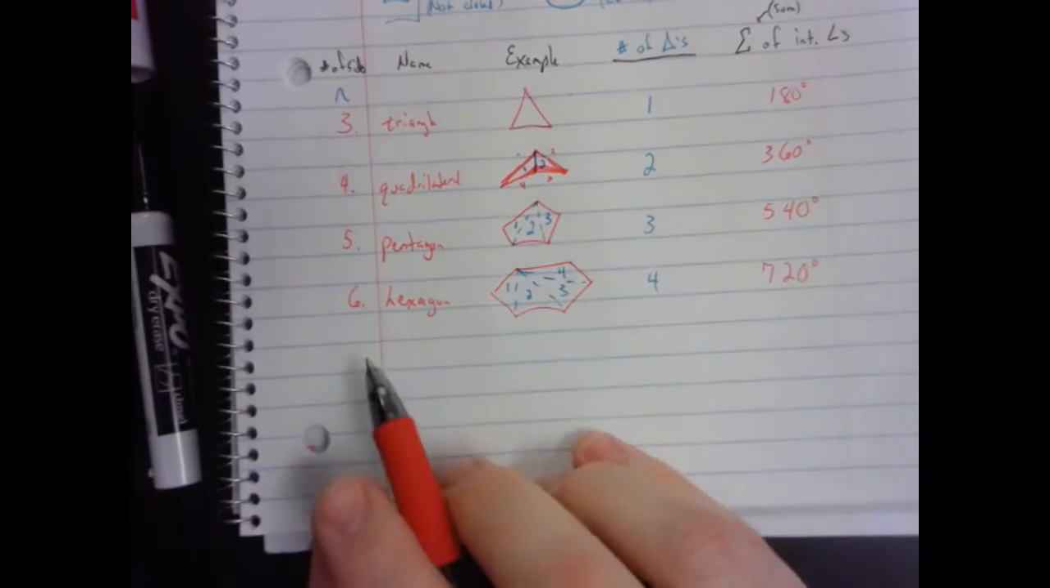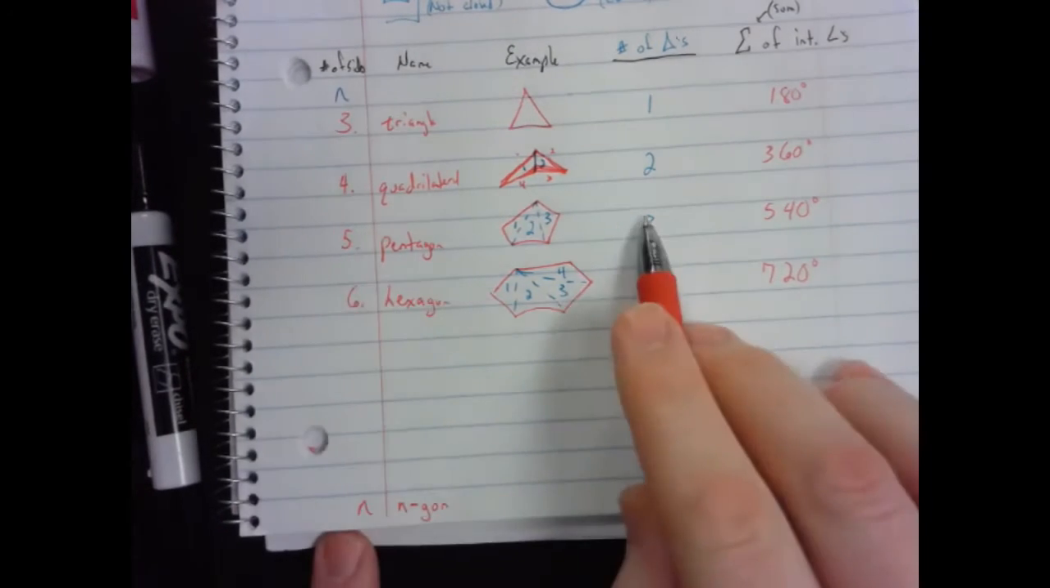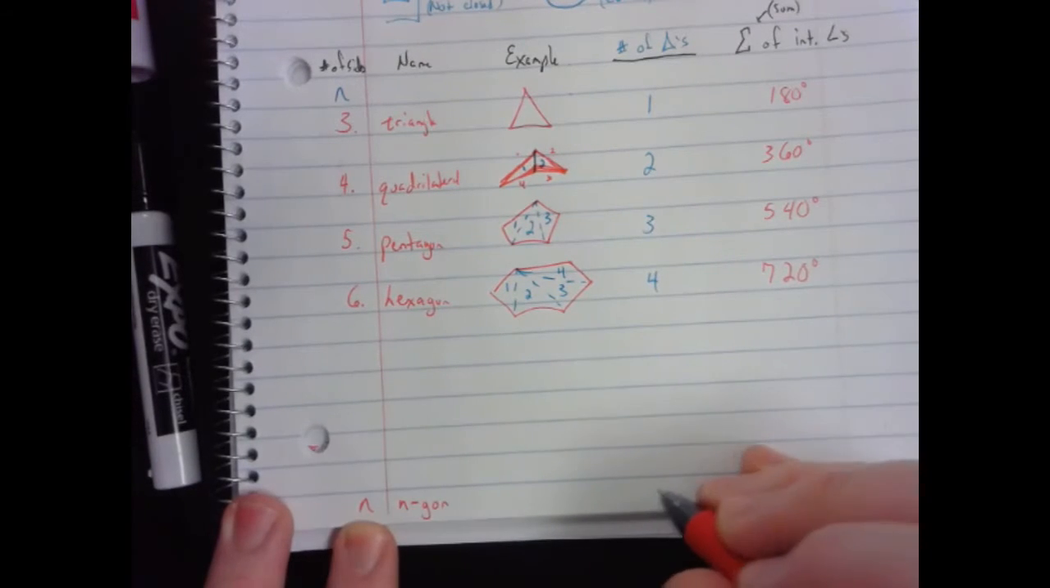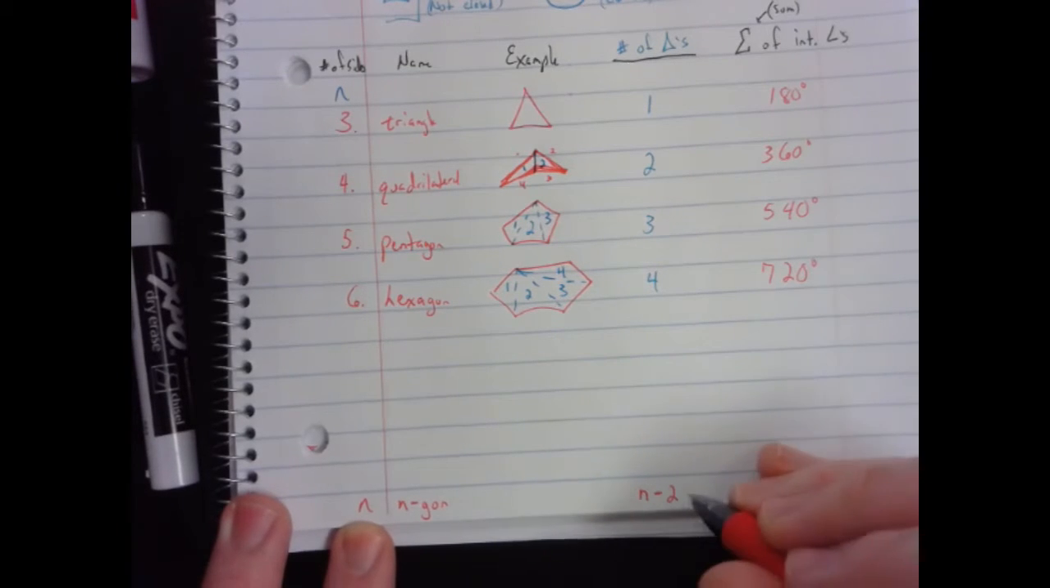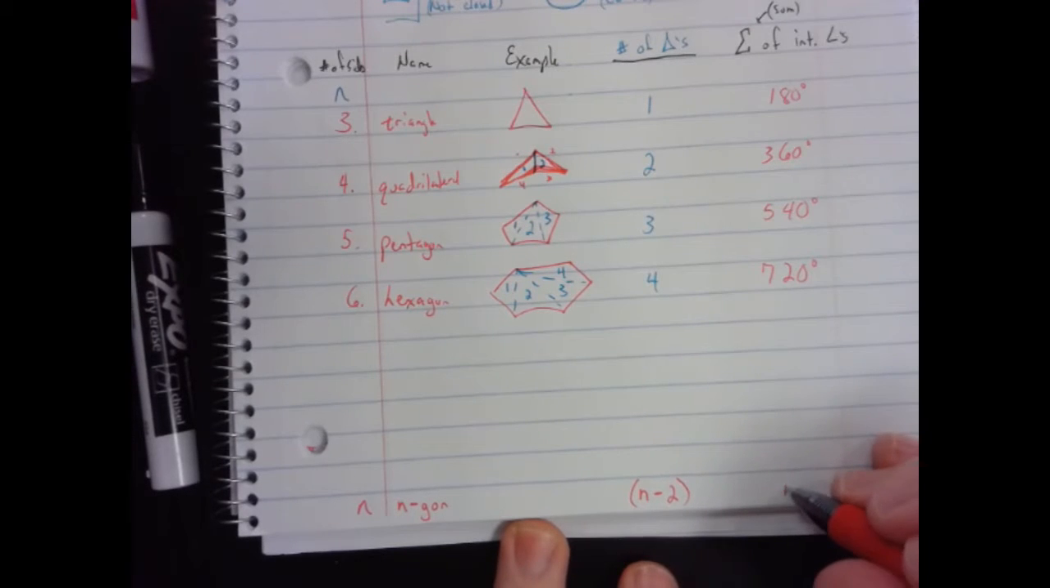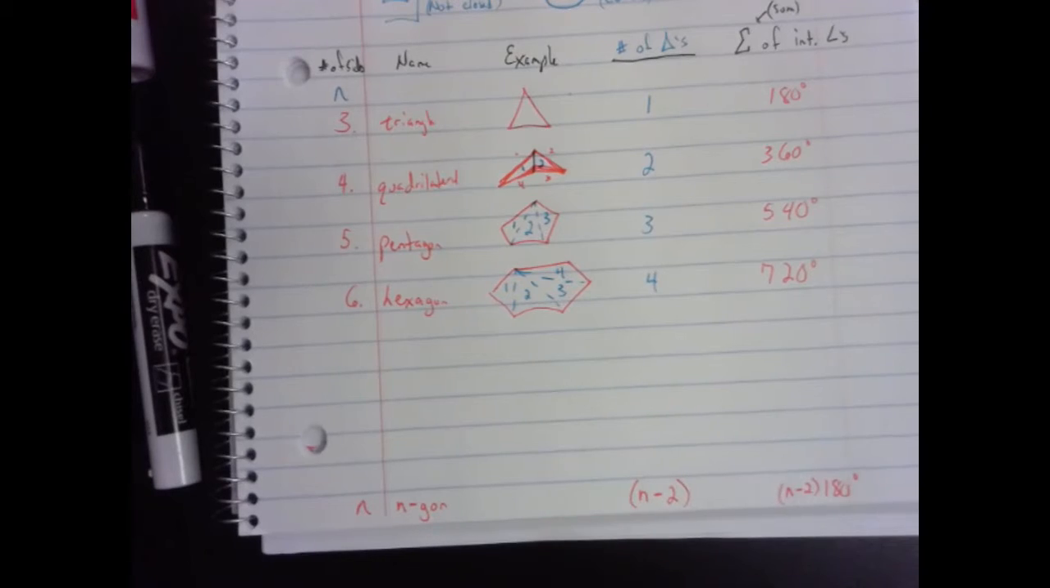And we can see here, 6 minus 2 is 4. 5 minus 2 is 3. 4 minus 2 is 2. So n minus 2 is n minus 2 triangles. And then if each triangle is 180 degrees, this will be n minus 2 times 180 degrees. So that's our formula for the sum of the interior angles of a polygon.